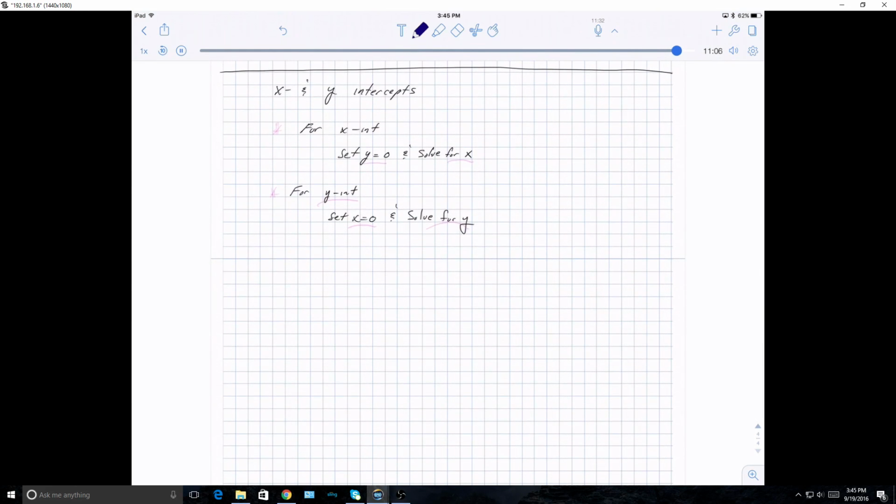And then if we just move down to x and y intercepts, the only thing we have to keep in mind is for x-intercepts, the y is 0, and we're going to solve for x. For the y-intercept, we're going to set x to 0, so substitute 0 for x, and then solve for y.